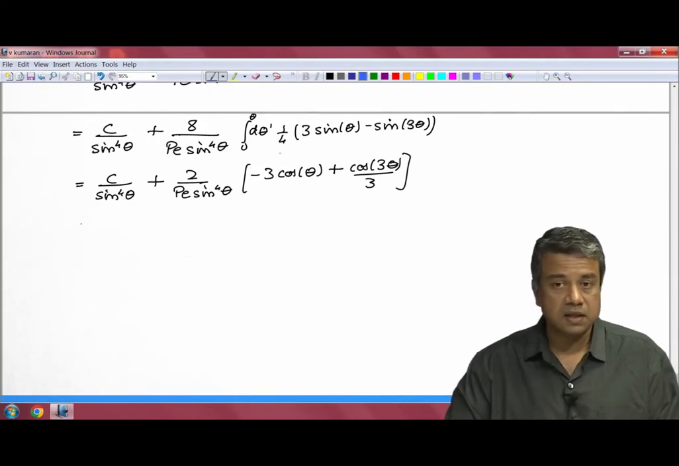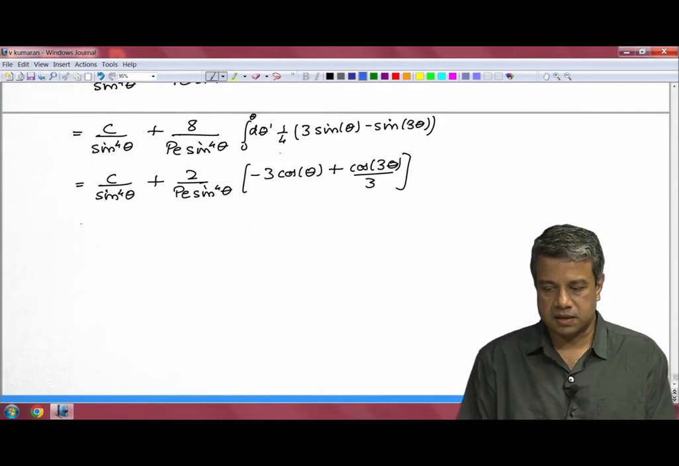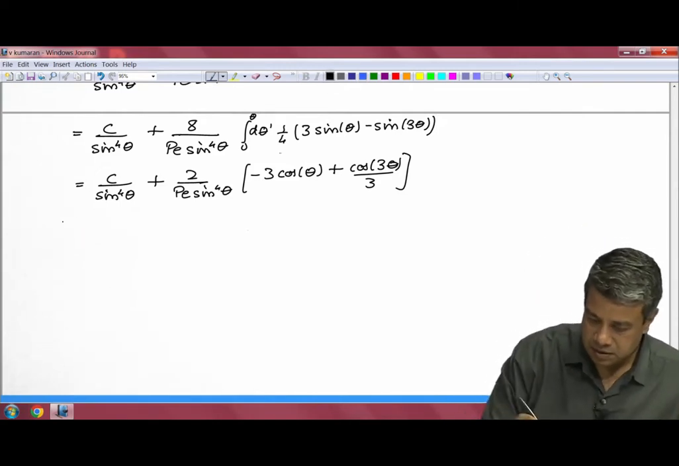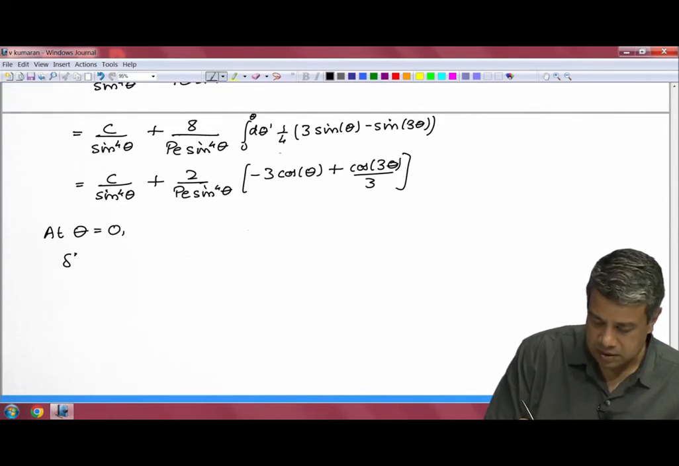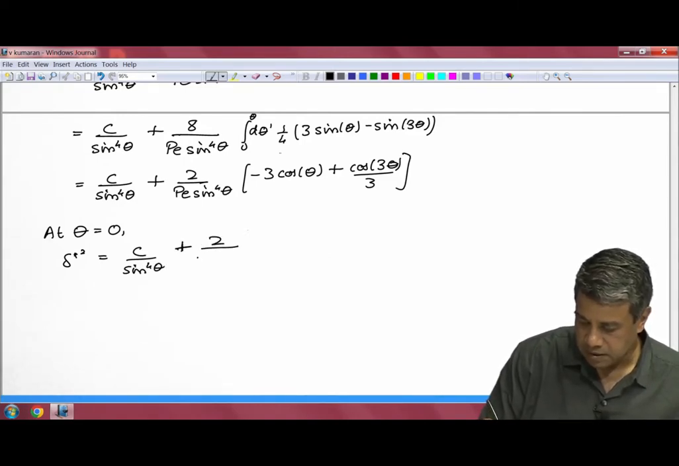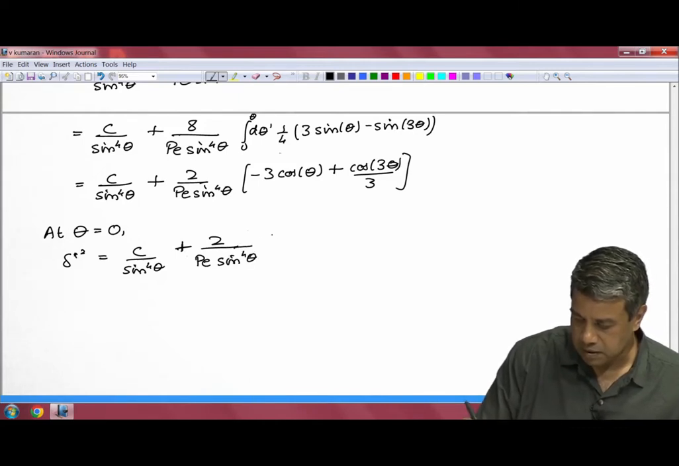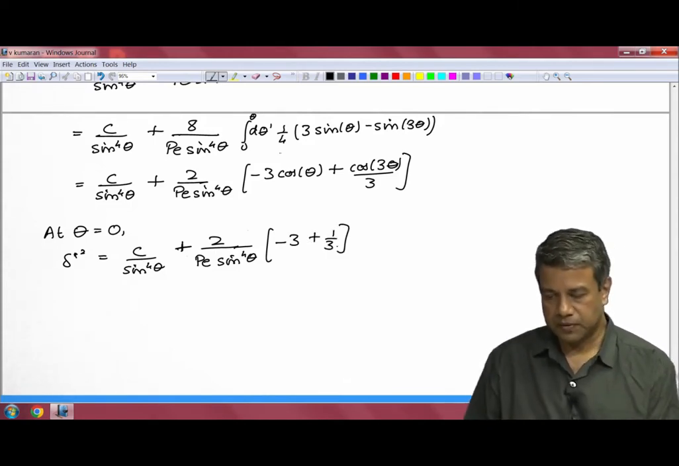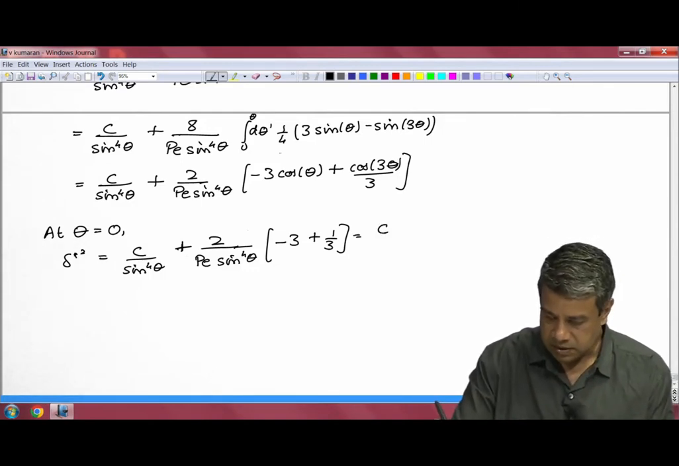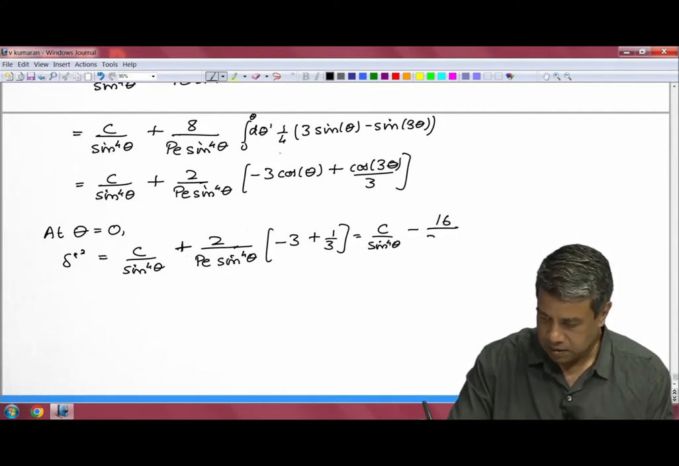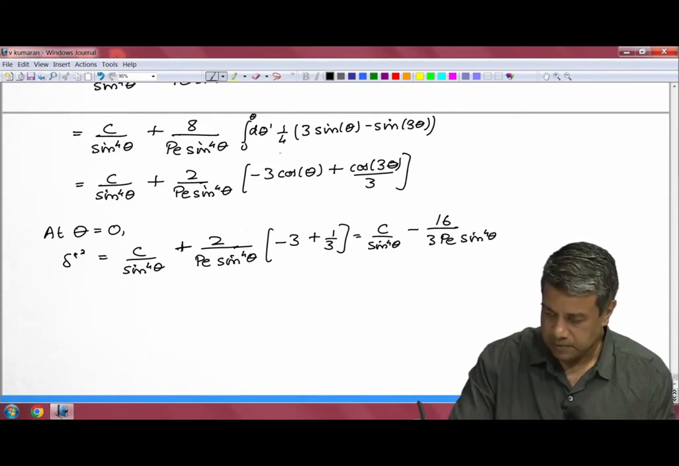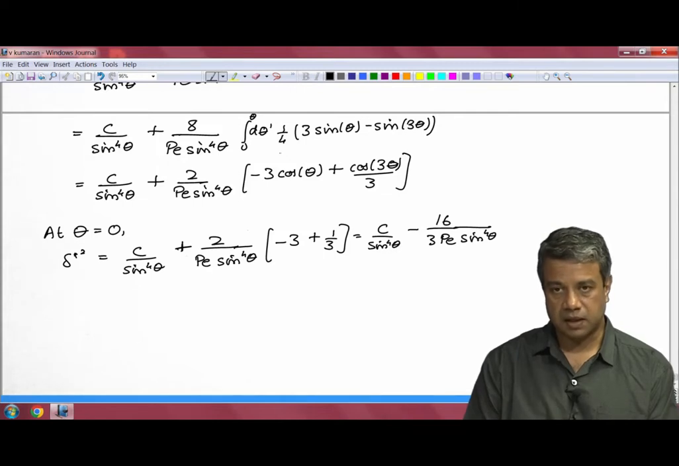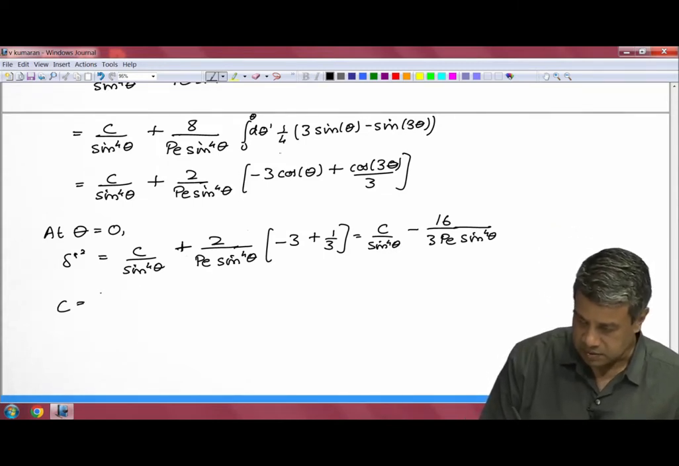So, therefore, the constant c has to be fixed based on the condition that the boundary layer thickness is finite at theta equal to 0. At theta equals 0, delta star square is equal to c by sin power 4 theta plus 2 by Pe into sin 4 theta into cos theta. Theta is 0, so cos theta is 1. So, minus 3 plus 1 by 3, that is 8 by 3. This is equal to c by sin power 4 theta minus 16 by 3 Pe times sin power 4 theta. Therefore, if the boundary layer thickness has to be finite at that location, you require that c is equal to 16 by 3 Pe.